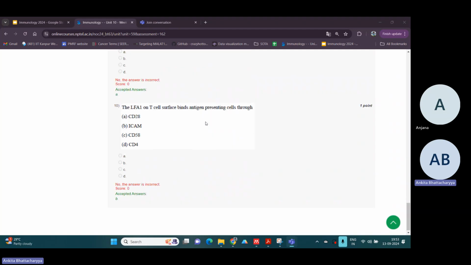And finally, LFA1 on T cell surface binds to antigen presenting cells through which of the following: CD28, CD58, CD4, and ICAM. I have not shown it in my slides, but if you go through the last lecture of Professor Shrudeep, you'll be able to answer this question because he has covered multiple subtopics regarding the same. LFA1 on T cells is able to interact with ICAM molecules present on the surface of APCs, or antigen presenting cells. And therefore, option B was the correct answer in this case.